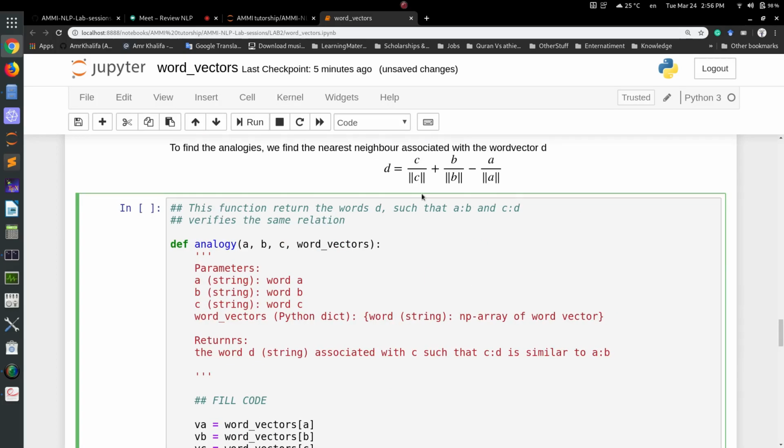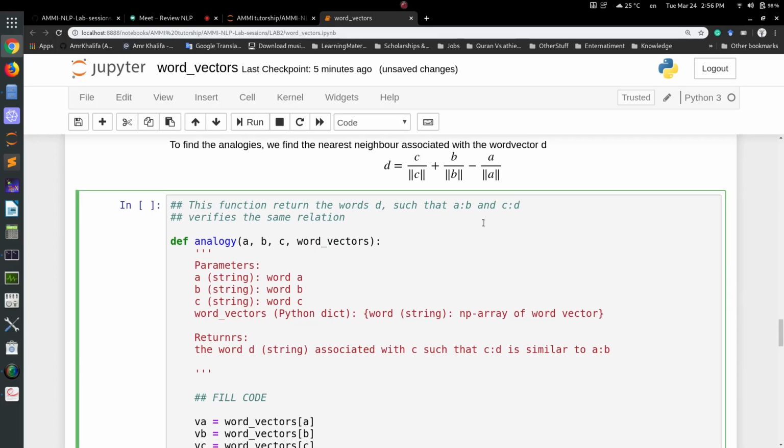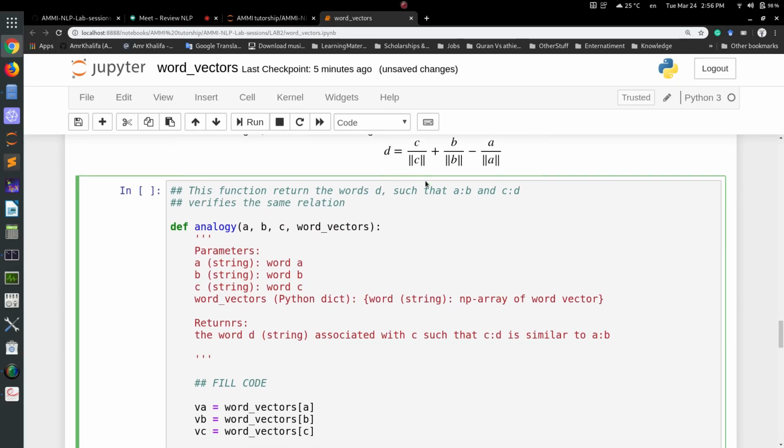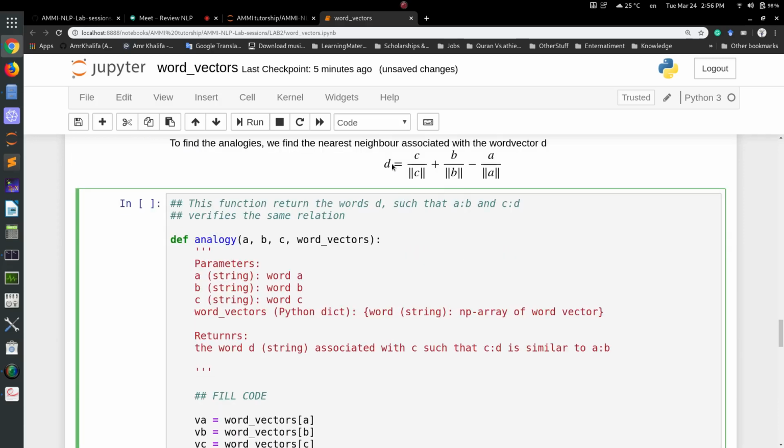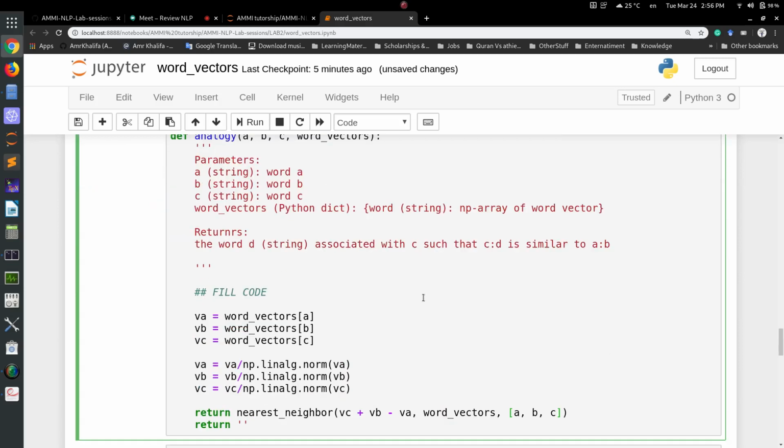So we just translated this formula here into code. Right? So we have VC plus VB minus VA. Each one is scaled by its norm. And then we'll find D. So we'll find the nearest neighbor to D that is not C or B or A.